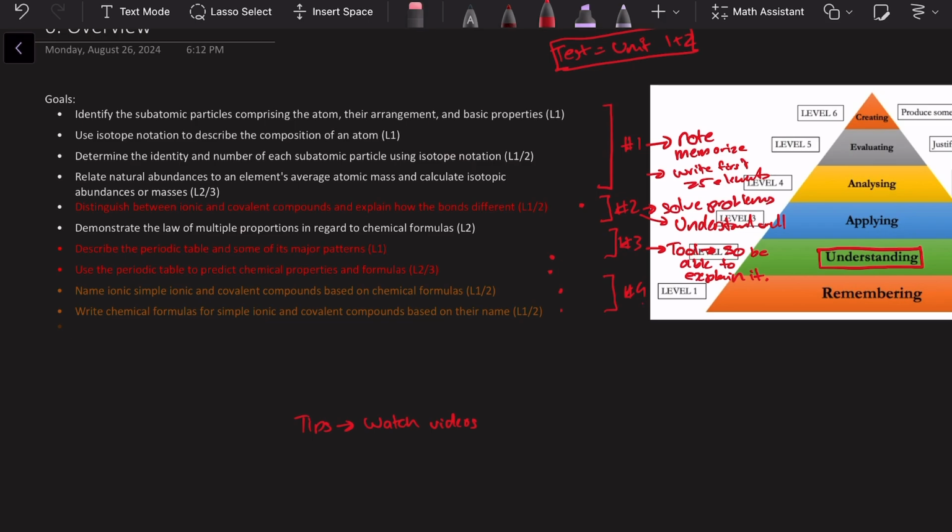And finally, naming. Just RNG the periodic table and find their names, or ask ChatGPT. Only solving problems are going to help you here, not many tips other than either solve or memorize.